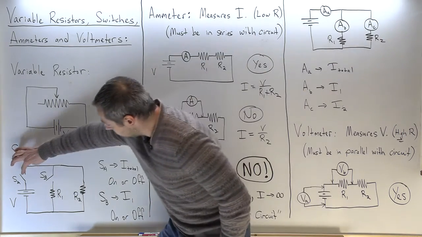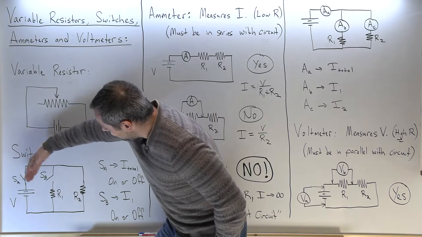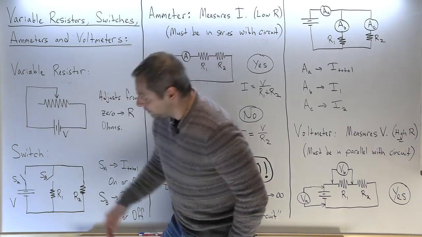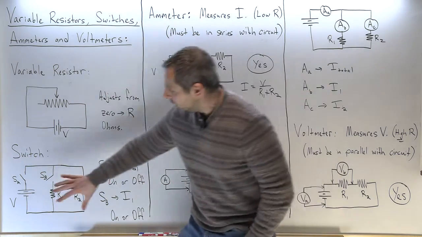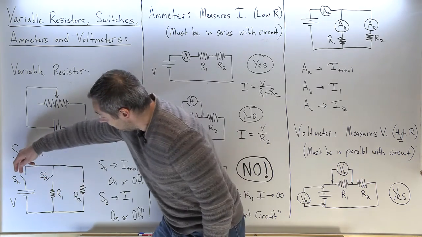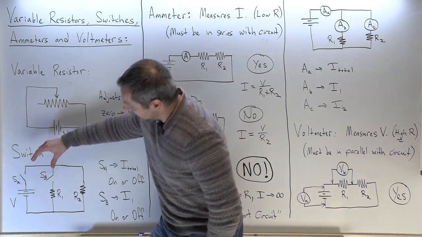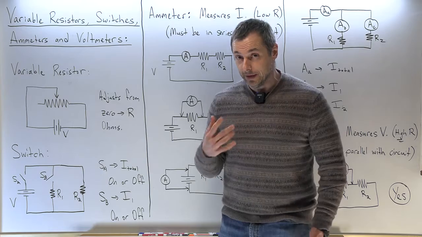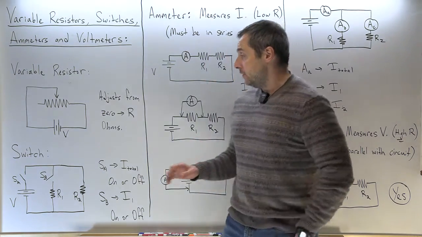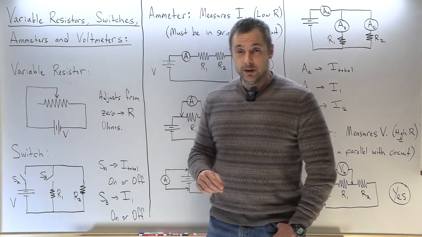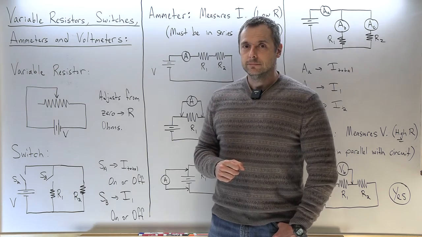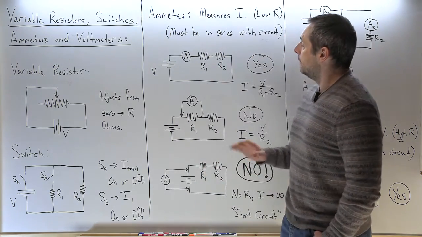But if switch A is open, it doesn't matter what you do with switch B because no current can get to either resistor. Switch A and B must both be closed for I1 to be not zero. So let me give you a moment to copy these notes down if you need a moment to catch up. Okay, so let's move on.